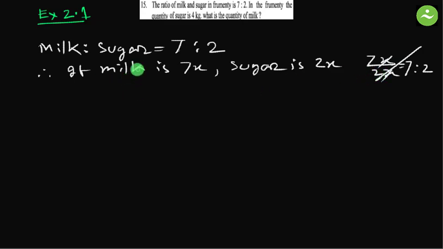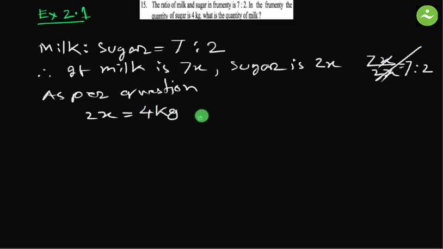From the question we get the quantity of sugar is 4 kg. We can write as per question, 2x equals 4 kg. Therefore, x equals 4 by 2 kg equals 2 kg. So we got the value of x. Now we get the answer.